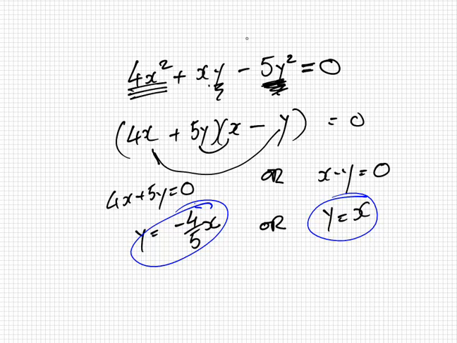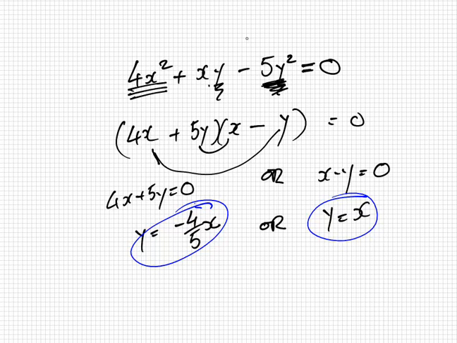So if we want this to equal 0, we need either 4x plus 5y to equal 0, or x minus y equals 0. That means y should equal x, or y should equal minus 4/5 x. So maybe my graph looks like two lines because it actually is this line and this line. The only way I can check is if I make these graphs and they should be on top of my original graph. So let's have a look.